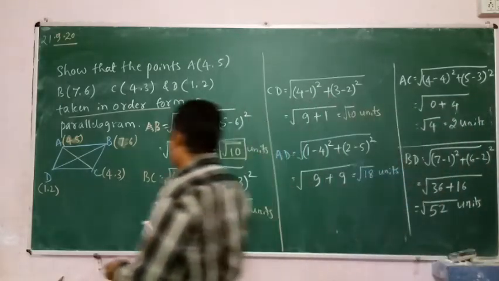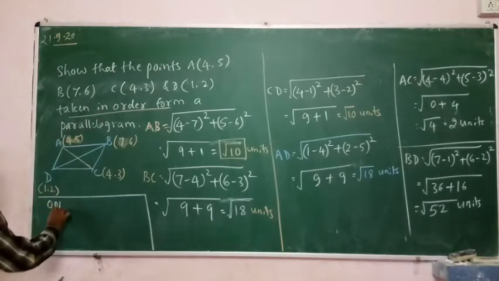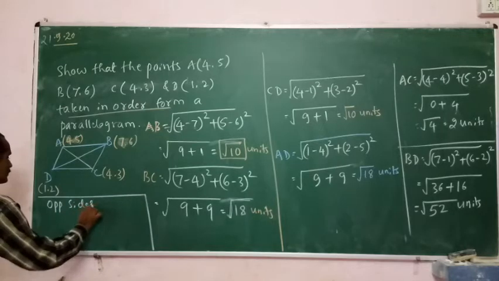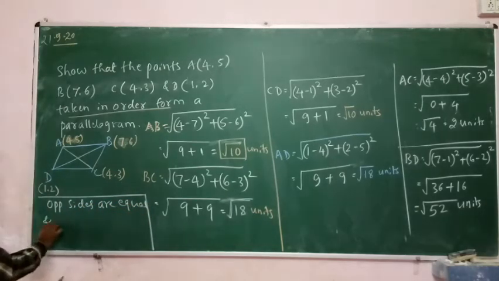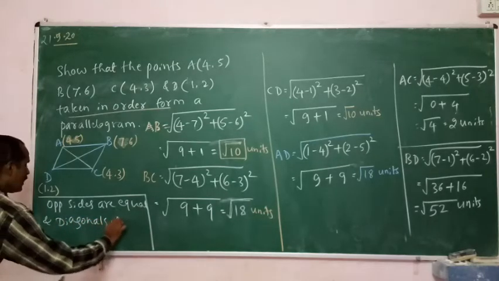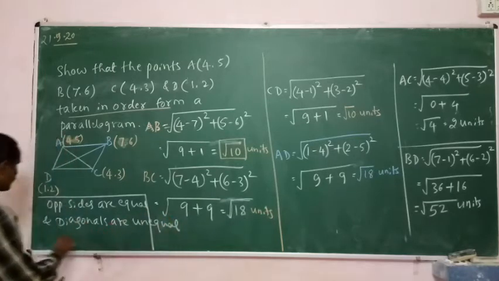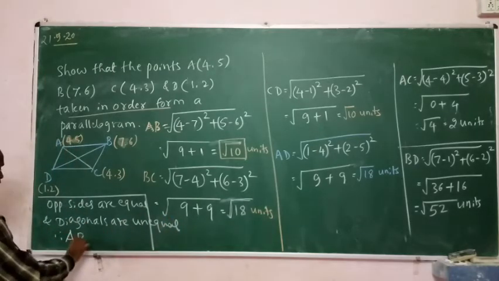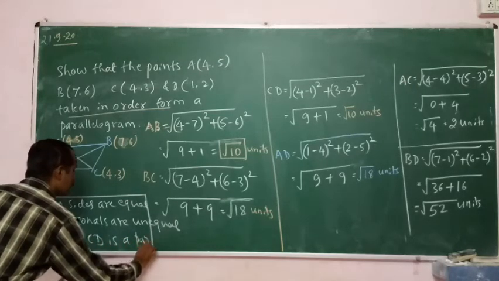I can wind up my answer here. Opposite sides are equal and diagonals are unequal. Therefore, ABCD is a parallelogram.